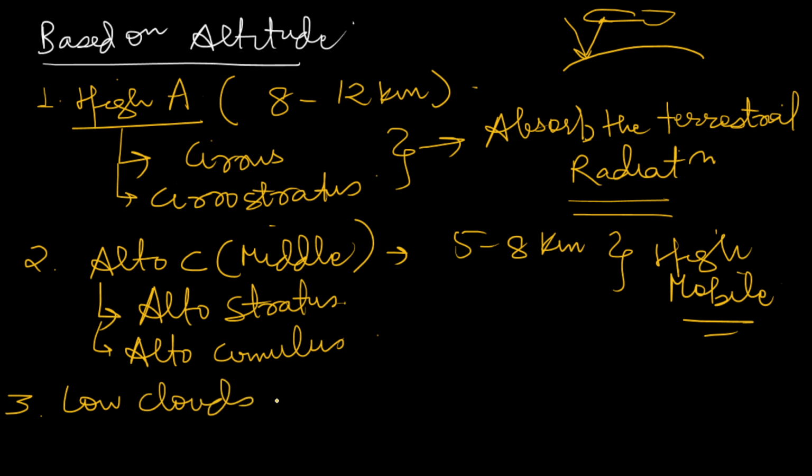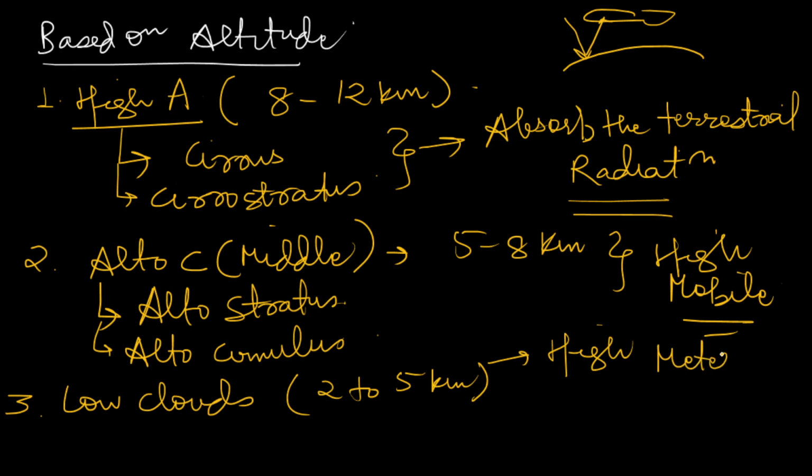Now next we have low clouds, which are generally from 2 to 5 kilometers, or they can be lower than 2 kilometers also. And these are highly meteorologically significant clouds. How am I saying this? Because these are the clouds which turn into rain most of the time.